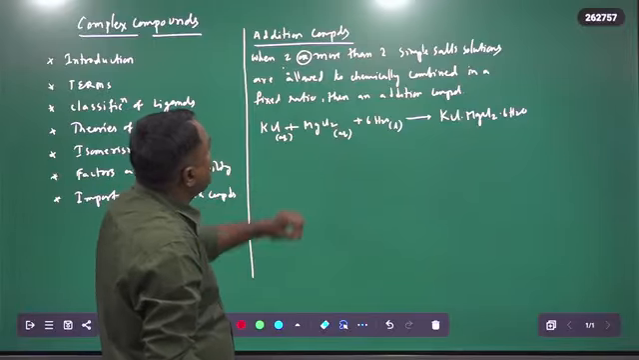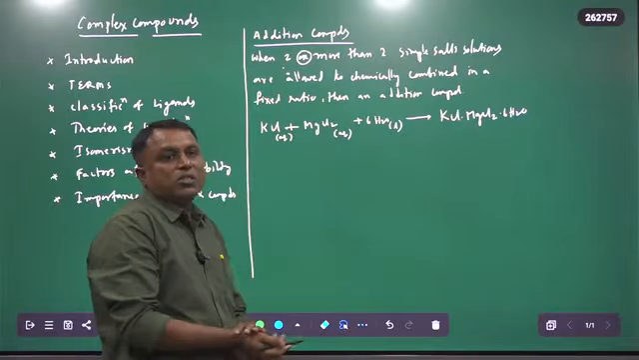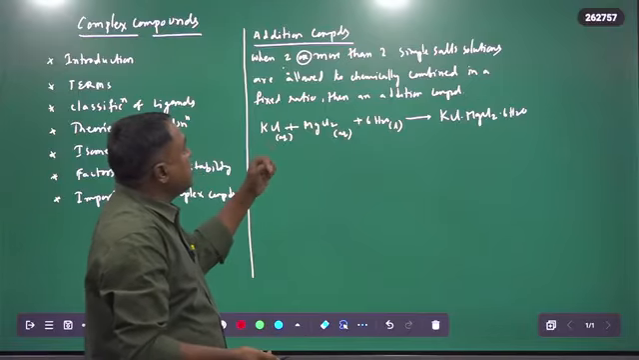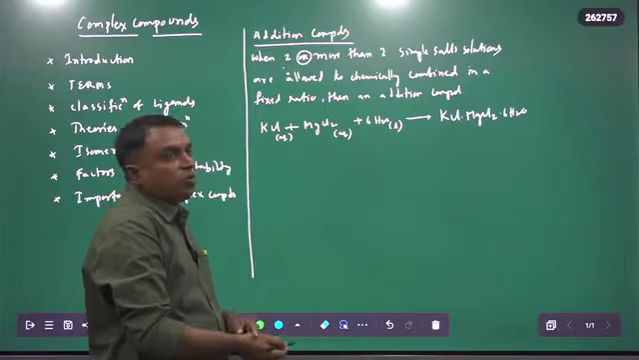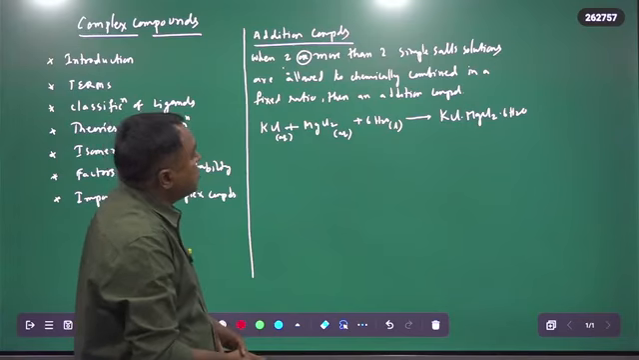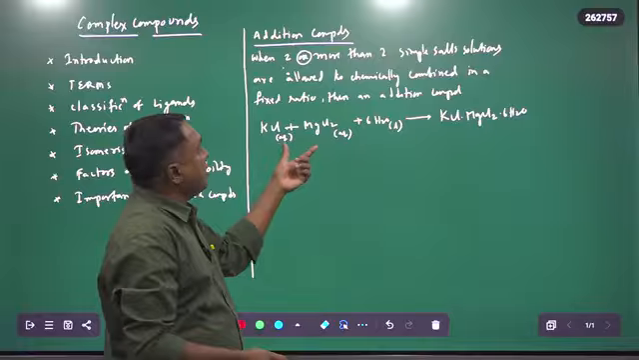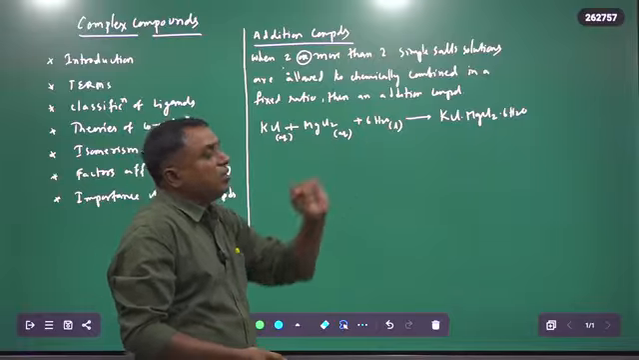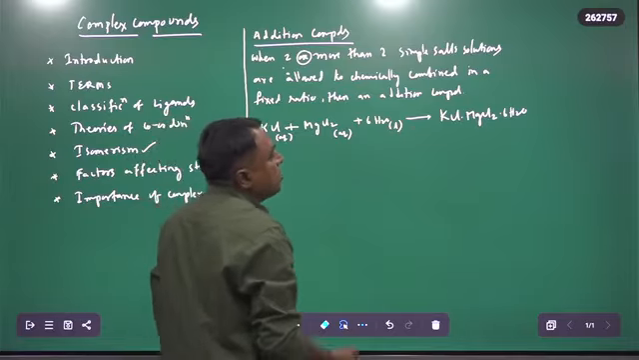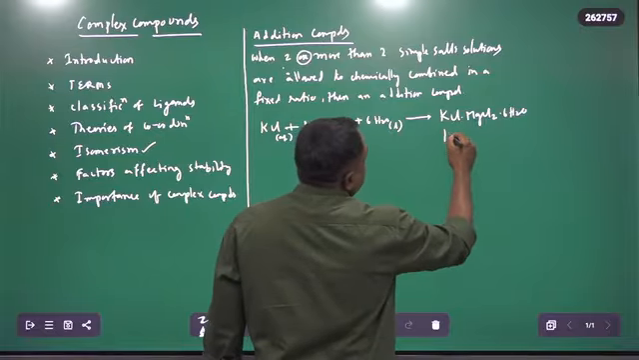When two or more simple salt solutions are mixed, here one is KCl and another is magnesium chloride, and 6 moles of liquid water in a fixed ratio, by that you will get KCl.MgCl2.6H2O. This is carnallite.